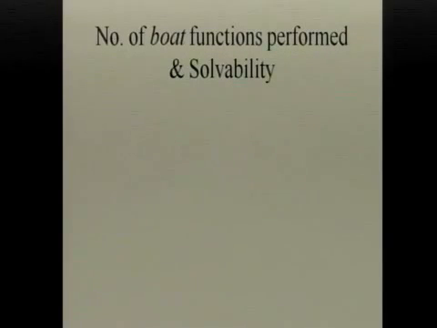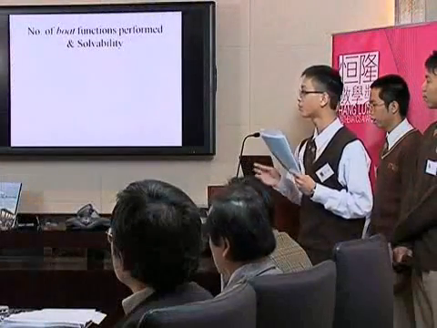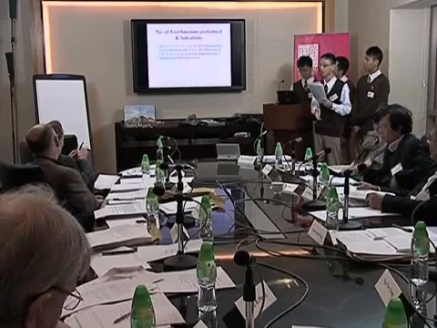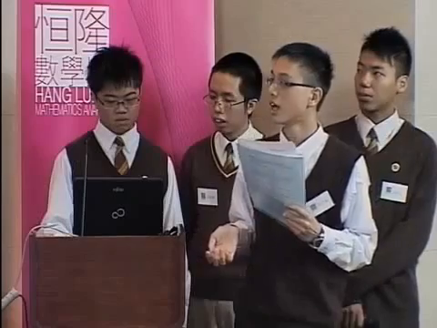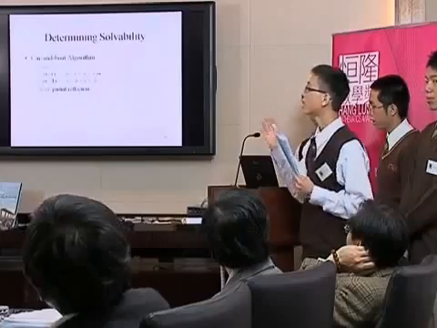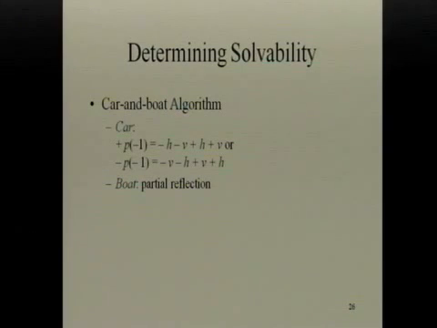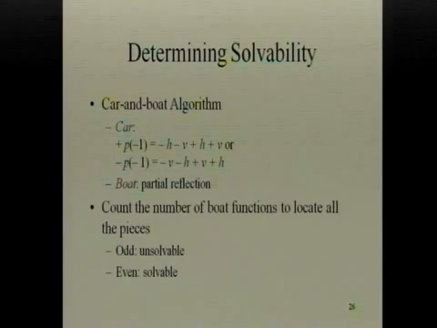And then we found that the number of Boole functions performed is mainly related to the solvability. This is proved by mathematical induction in our report. By introducing this proposition, we can propose a new algorithm to check whether a certain MPQ puzzle is solvable. We use the Carr functions and Boole functions to try to locate all the pieces. If the number of Boole functions performed to locate all the pieces is an odd number, then the original puzzle is unsolvable. And the original puzzle is solvable if an even number of Boole functions are performed.